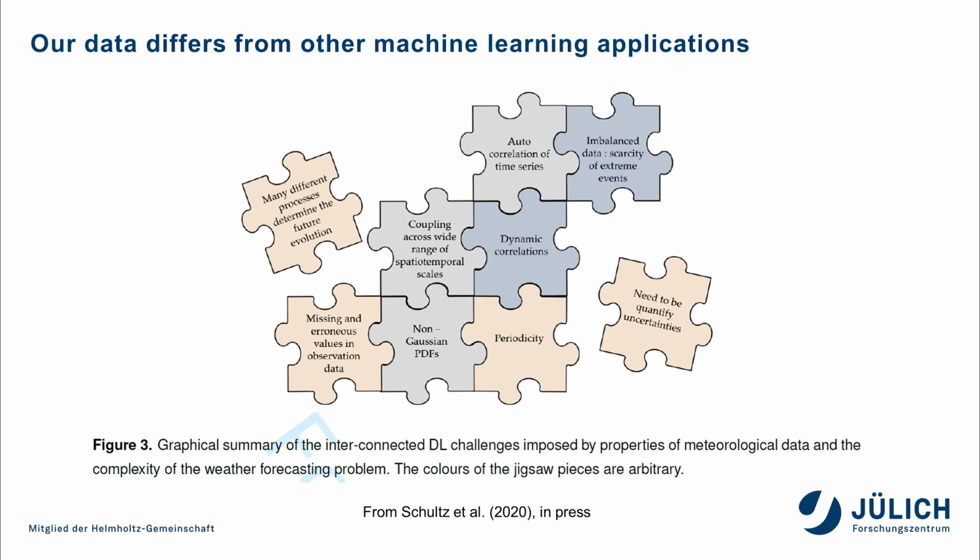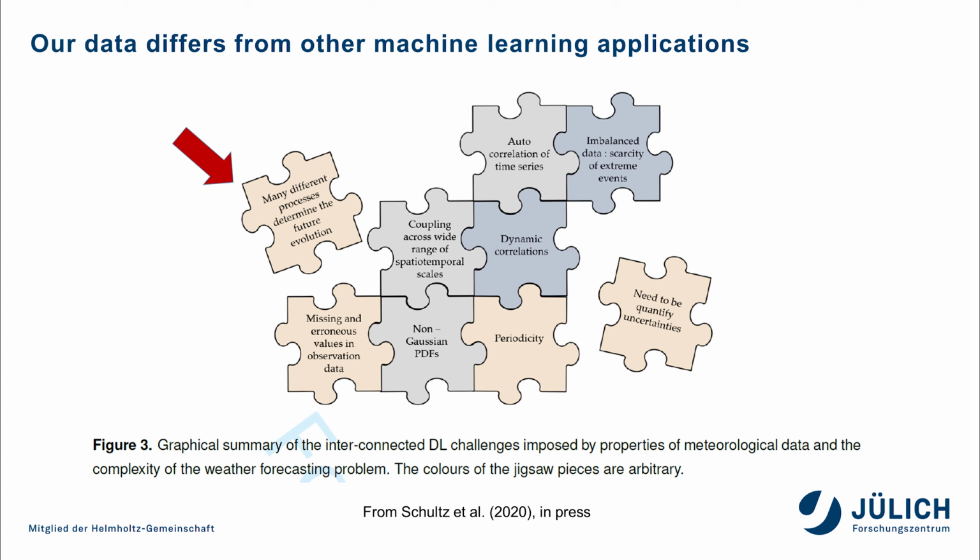Now, with respect to applying deep learning to Earth system science, most of you will know this image here, which is one of the figures in our recently accepted article in the Philosophical Transactions journal. It summarizes a couple of challenges related to Earth system data, which are different from many other machine learning applications. So just to read out a few of those.